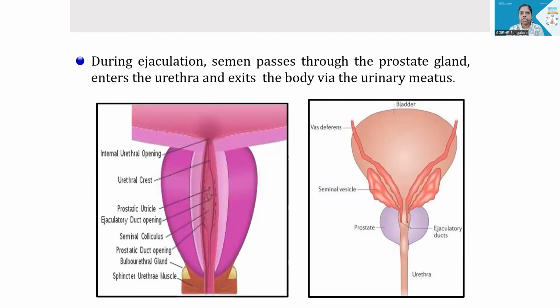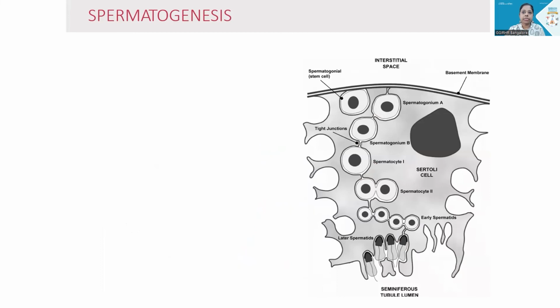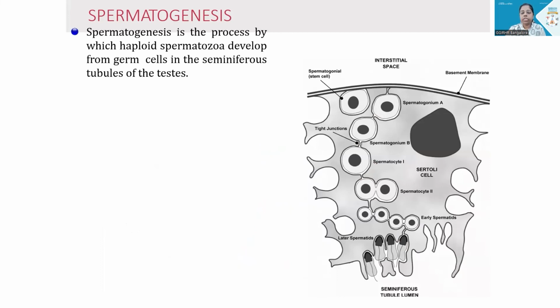So during ejaculation, the semen passes through the prostate gland, enters the urethra and exits the body via the urethral meatus, which can be seen in the picture here. Coming to spermatogenesis. Spermatogenesis is the process wherein the haploid spermatozoa develop from germ cells in the seminiferous tubules of the testis. We can see that the germ cells are at the base of the seminiferous tubules.